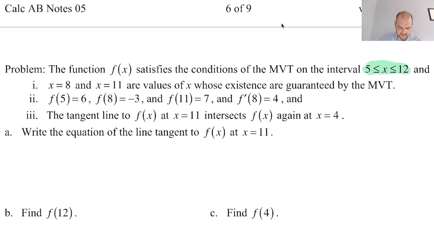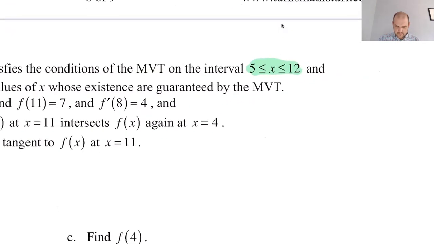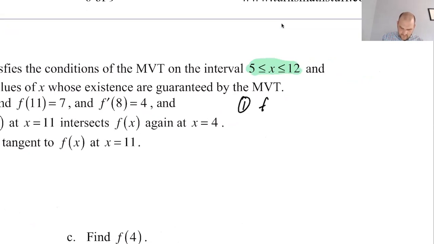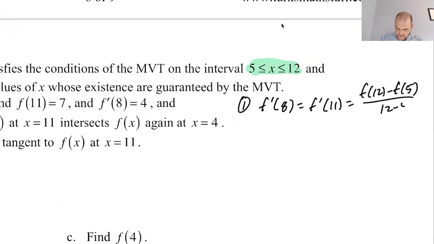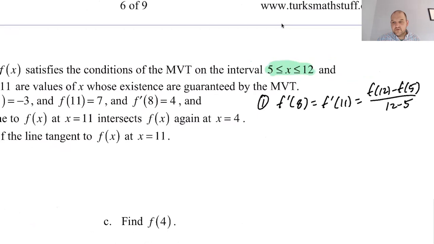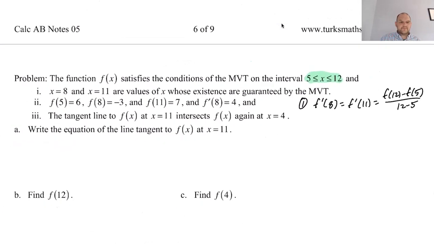We know that from number 1 here, so number 1 is basically saying that f prime of 8 is equal to f prime of 11, right? Because if they're both parallel to the secant line, they must be parallel to each other, so they must have the same value. So f prime of 8 equals f prime of 11. And then both of those are equal to f of 12 minus f of 5 over 12 minus 5. I don't know if this is going to be useful, but that's what that's saying.